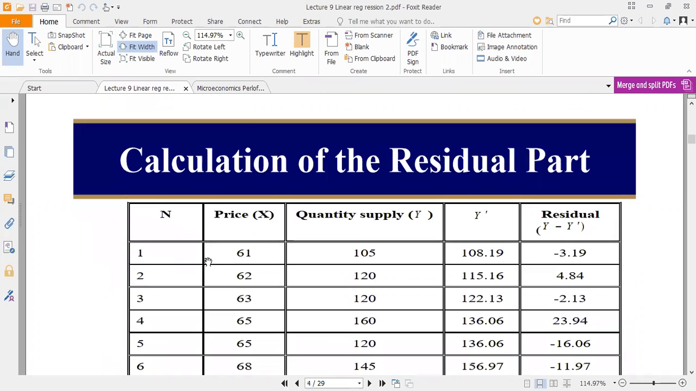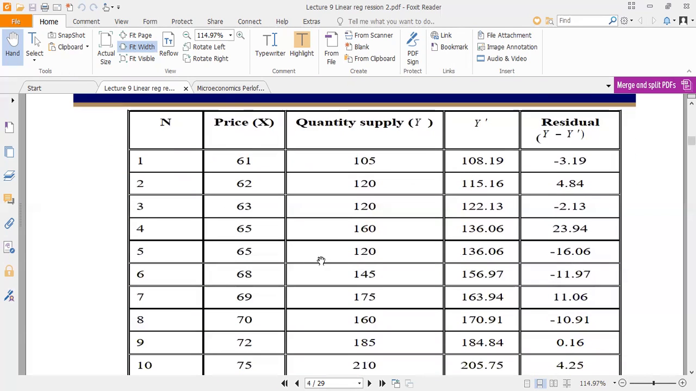So let's look at this table. Last week, this is the table that we used. This was the price. So x was price and then quantity was y. Now, if you want to find your y prime when x is equal to 61, put the 61 into the regression model. That will give you your y prime. So we are getting 108.19. So to find the residual, we subtract the estimated y from the actual y. So we'll have 105 minus 108.19. That is giving us minus 3.19.